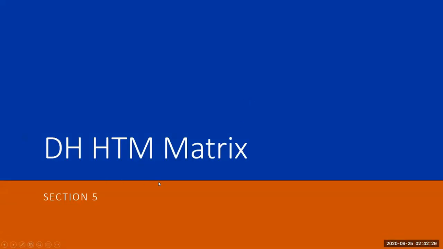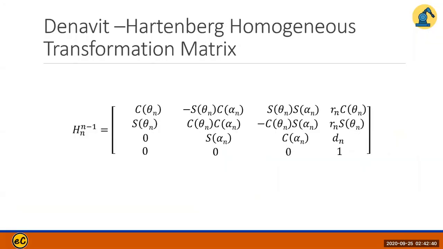Now, let's look at how this table is useful in the Denavit-Hartenberg homogeneous transformation matrix. The rule is very simple. You've got a row, say H(n-1 to n), and you just perform this matrix, putting the values of theta n, alpha n, R n, and D n into it. So basically, it's a pretty mechanical operation. You can create this, and in Python, we will have a function to create such a matrix.